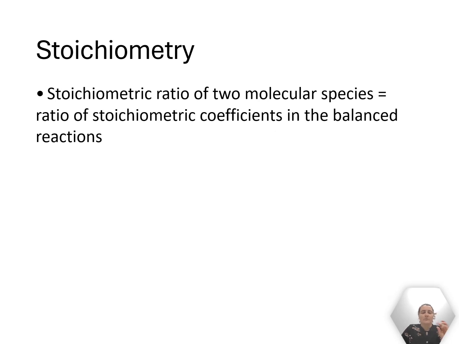One thing that's going to be important to us is what we call a stoichiometric ratio. It's a ratio of 2 different molecular species, and it's basically the ratio of the coefficients from the balanced equation. So we always have to balance the equation first in order to get a stoichiometric ratio.